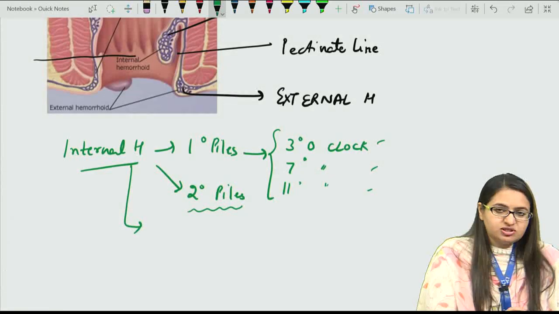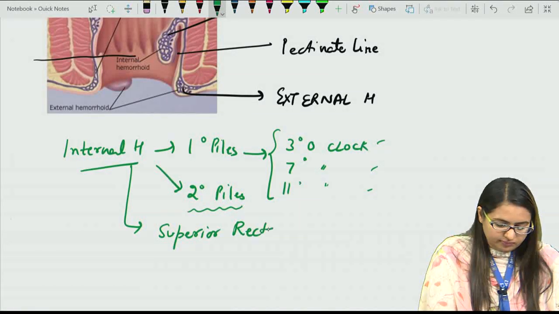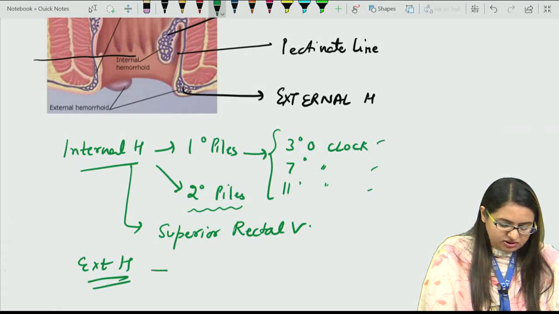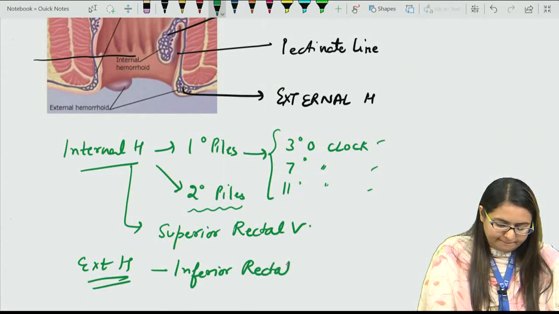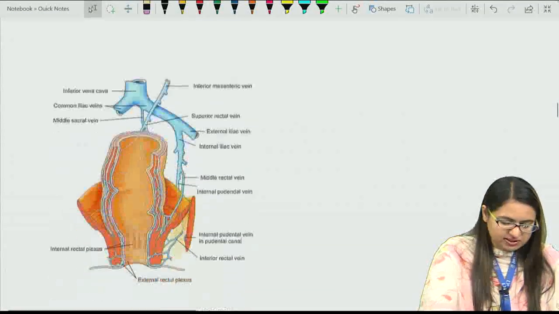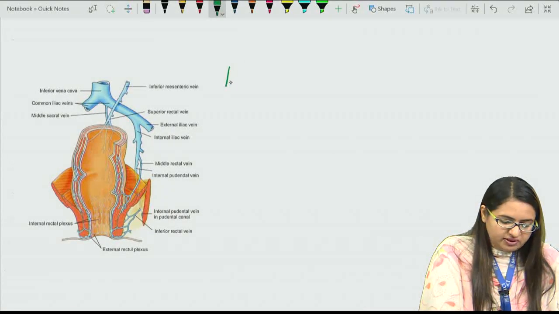The internal hemorrhoids, these are due to the saccular dilatations of the superior rectal vein. And the external hemorrhoids, these are the saccular dilatations of the inferior rectal vein. If we see the venous plexus, we can see in this picture the venous plexus is there, which is formed over here. We are having two venous plexus. One is the internal venous plexus.